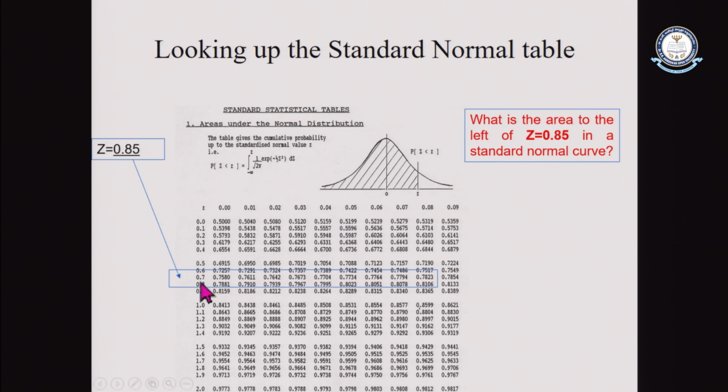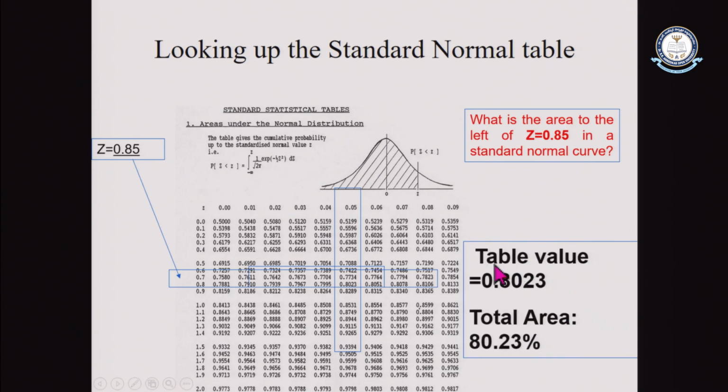For 0.85, Z equal to 0.8 is in the vertical column. Now I go horizontally for 0.05 in this table. The intersection point tells the value. This is the way a student can identify the table value.